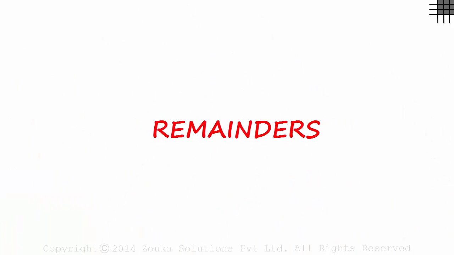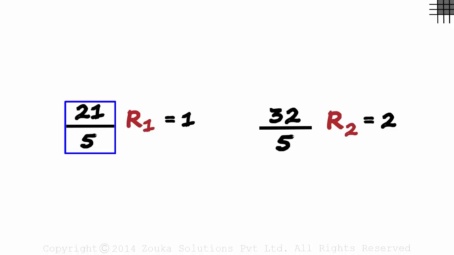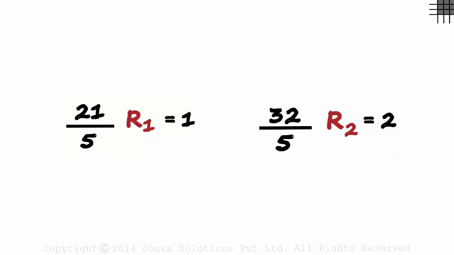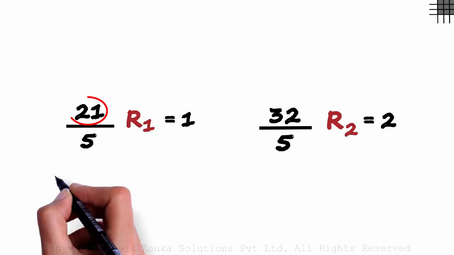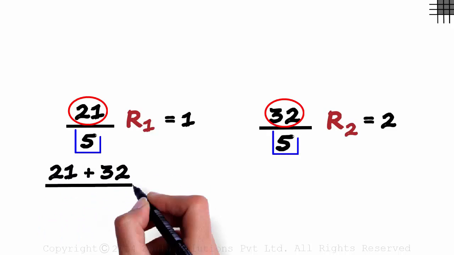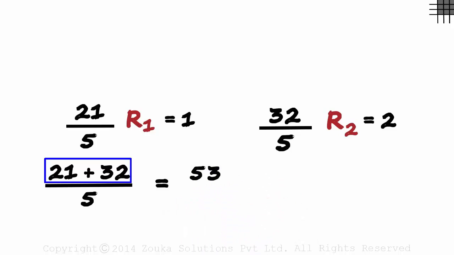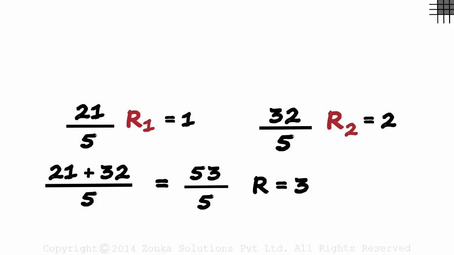Let's look at an interesting concept about remainders. 21 divided by 5 gives us a remainder of 1. And 32 divided by 5 gives us a remainder of 2. In both cases, the divisor is 5. What do you think will be the remainder when 21 plus 32 is divided by 5? 21 plus 32 is 53, and 53 divided by 5 will leave us with a remainder of 3.